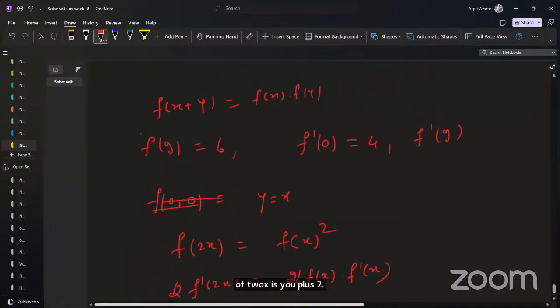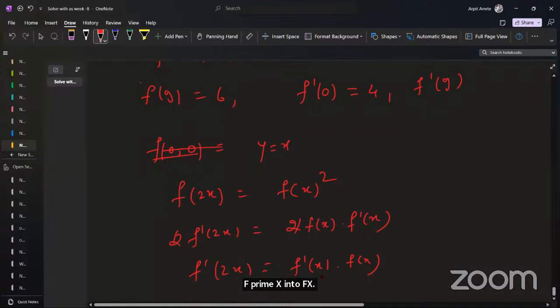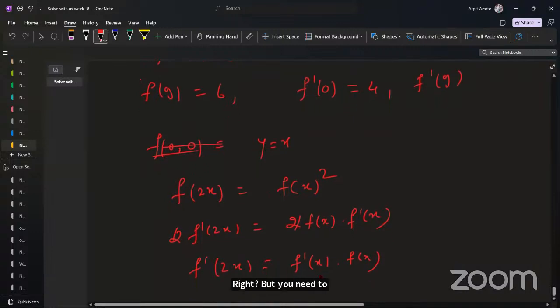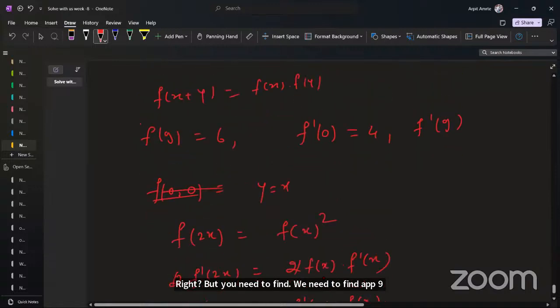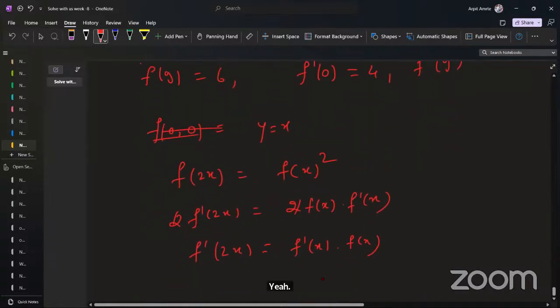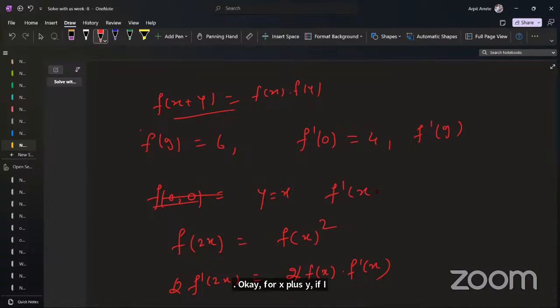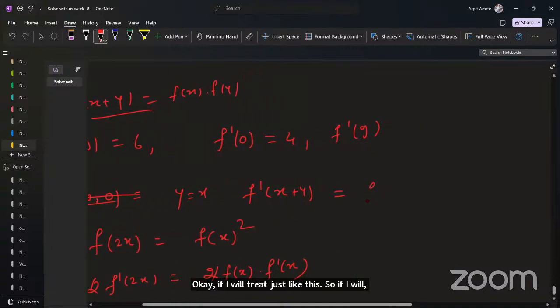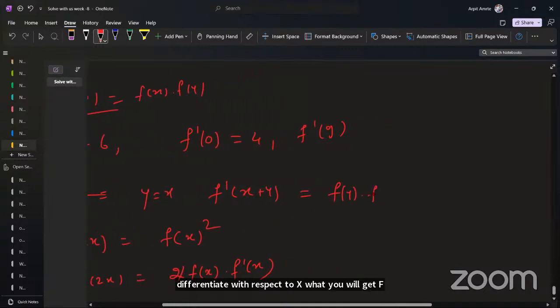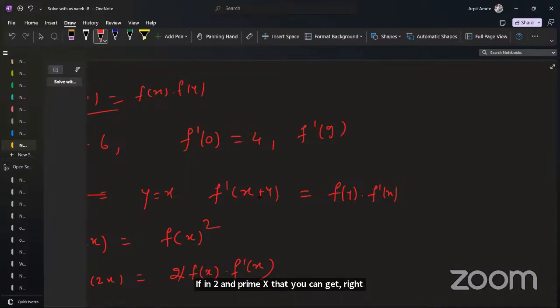You need to find f'(9). From here, is there anything that you are getting? No. Okay, for f(x+y), if I differentiate with respect to x, what will you get? f'(x+y) = f(y)·f'(x). That you can get, right? Here y is treated as a constant, not as a function of x.